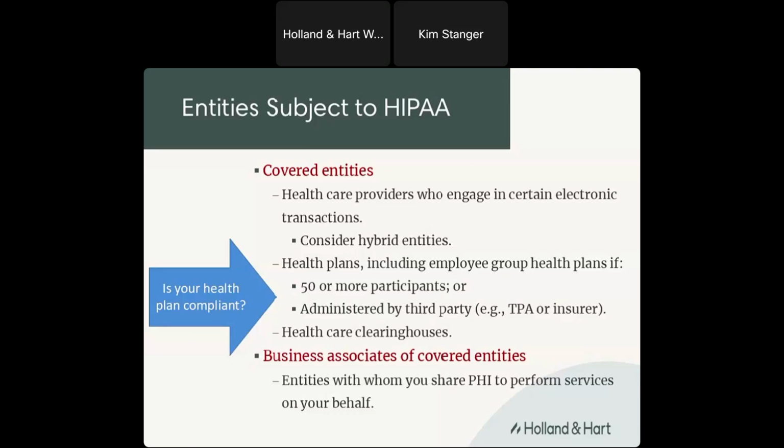But HIPAA not only applies to covered entities who are healthcare providers, but it also applies to health plans. Health plans include group health plans, employee group health plans, if you have 50 or more participants or you're administered by a third party. So for those of you who are healthcare providers, don't forget to think about, okay, well, my health plan is also a covered entity. So that means that health plan also has to comply with HIPAA if it has 50 or more participants or is administered by a third party. In the wake of the omnibus rule, business associates are also directly liable for HIPAA violations.